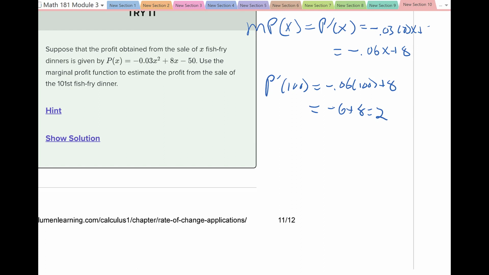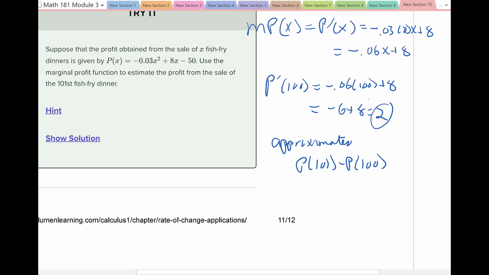So this approximates P of 101 minus P of 100. So what that's saying is it's the 100th dinner and what's the profit going to be for the next one. So anyway, there we go. And hope you enjoyed this applications of rates of change.